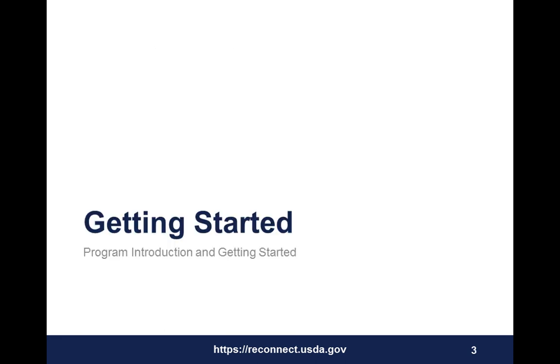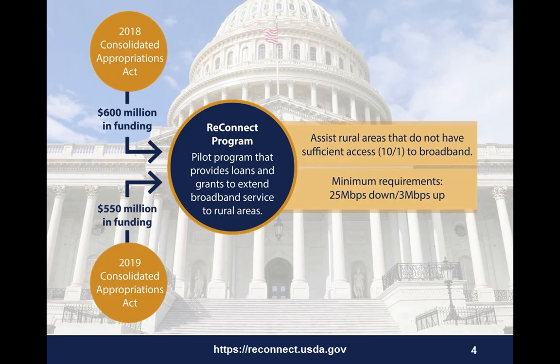So first, getting started. In the 2018 Consolidated Appropriations Act, Congress provided $600 million to the broadband pilot program that we are now calling the ReConnect program. This program is a pilot program offering a unique federal financing option in the form of grants, loans, and combinations thereof to extend broadband service to rural areas.